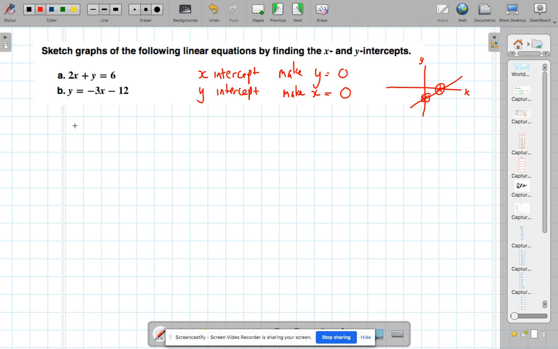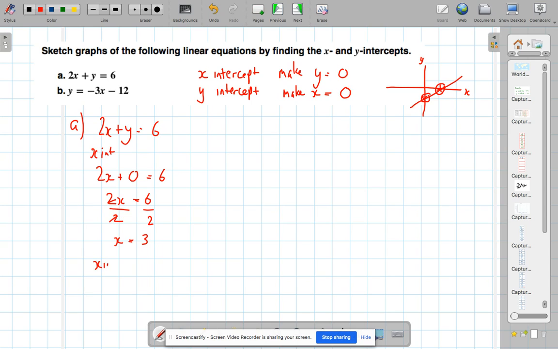So here on this screen, I'm going to do question A, which is 2x plus y equals 6. To find the X-intercept, make y equal 0. So let's find the X-intercept. I'm making y equal 0. 2x plus 0 equals 6. 2x plus 0 is 2x. 2x equals 6. Remember from our equation work, you can divide both sides by 2 to get x by itself. The 2's will cancel. X equals 6 divided by 2, which is 3.